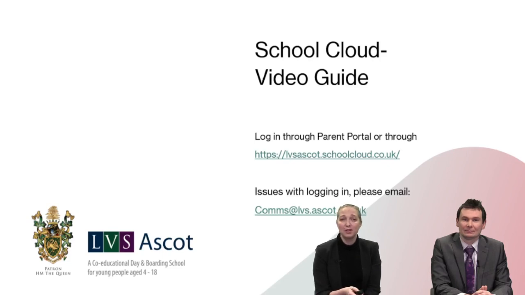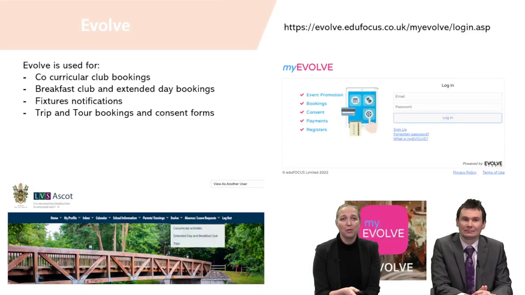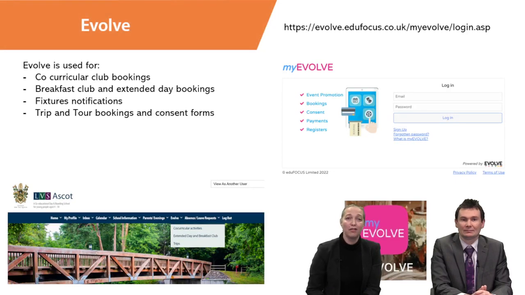We have one more system to go, one that I think you use quite regularly, and that is Evolve. Evolve is where we have booking spaces for all our co-curricular clubs, our breakfast clubs and extended day bookings, fixtures notifications, and trips and tour bookings and consent forms. Now, I didn't realize how few people knew about the My Evolve app.